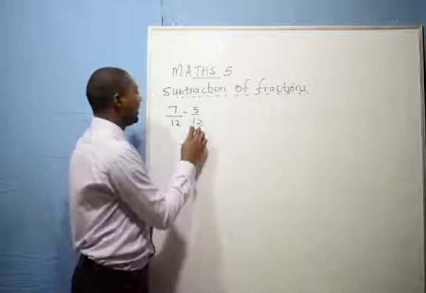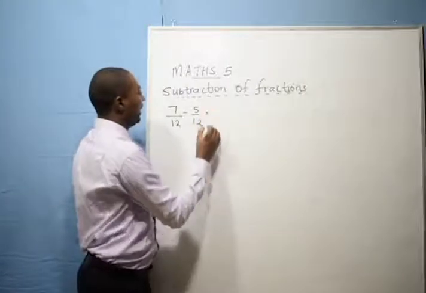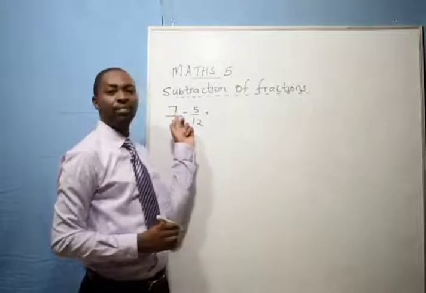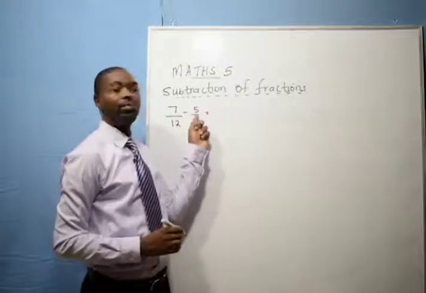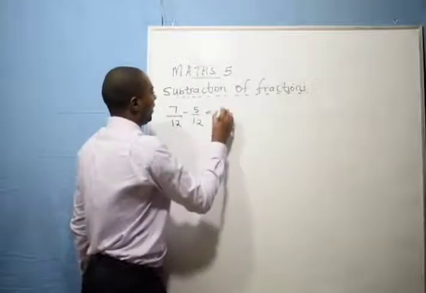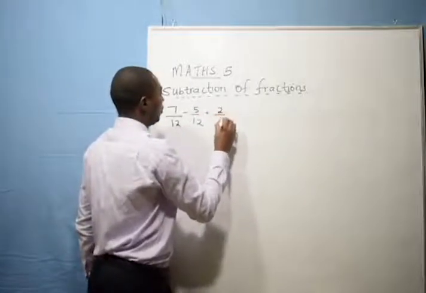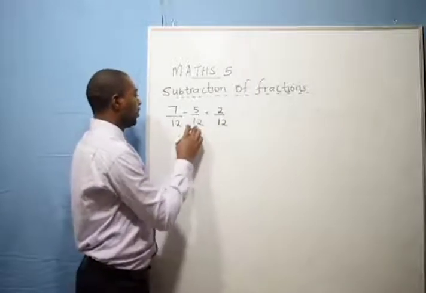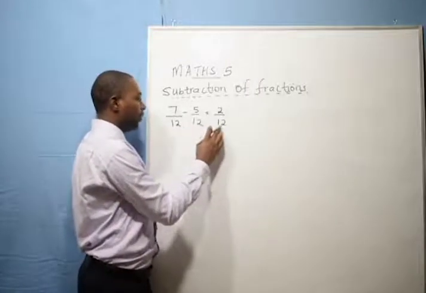If the denominators are the same, this question is very easy. What do you do? You simply take 7 and subtract 5. 7 minus 5 is 2 out of 12. Because this 12 was common here, it is still common even in the answer.